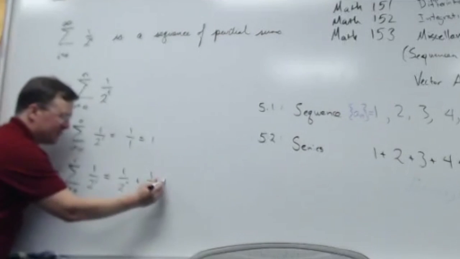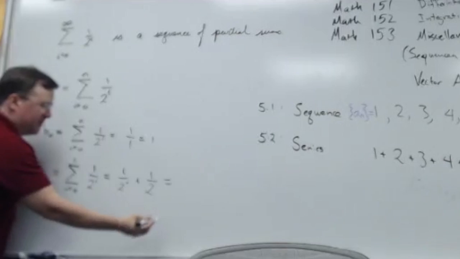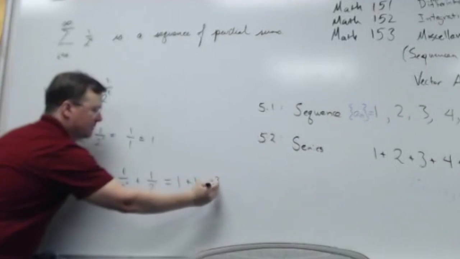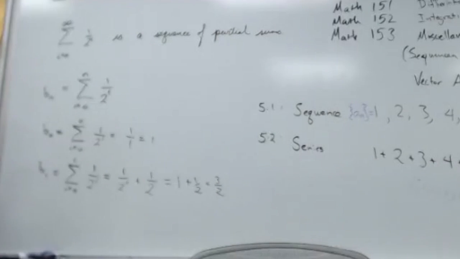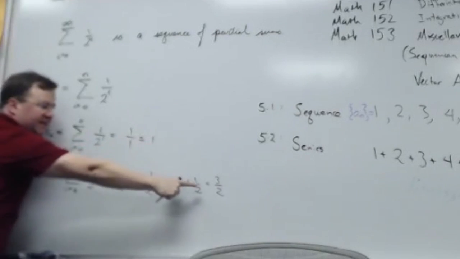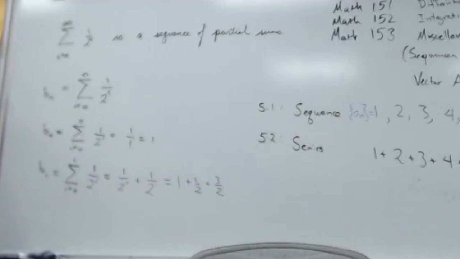Yeah, so you do a little arithmetic, and you can see this is just 1 plus 1/2, also known as 3/2, right? And so this is the first term in my sequence. This is the second term in my sequence, right? The third term, or b sub 2.